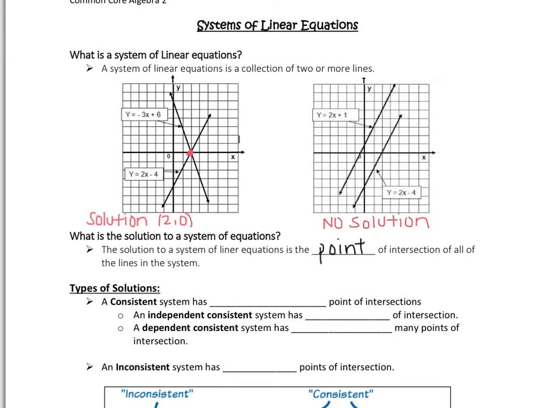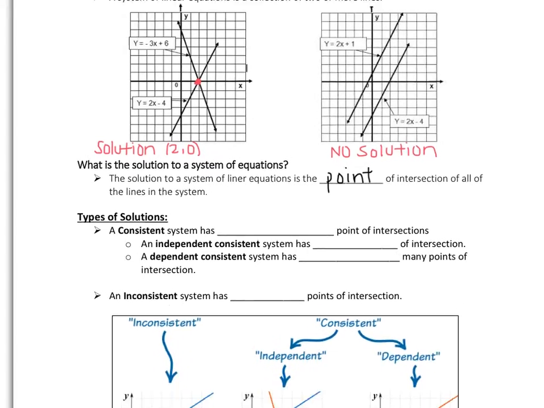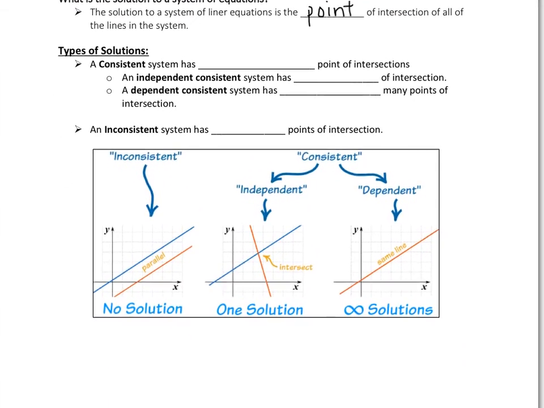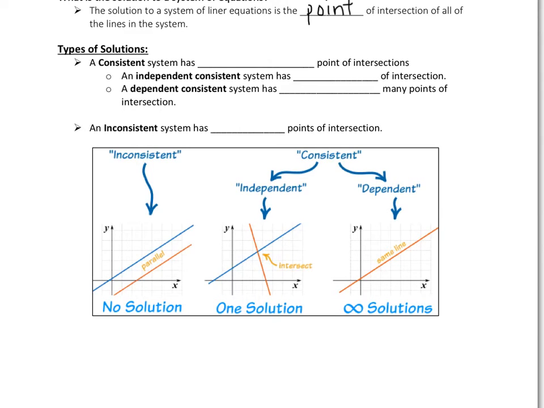Okay? Now, throughout the course of this lesson, we are going to solve these systems algebraically. But before we can do that, I need to talk about types of solutions. This is new vocabulary that you haven't seen before, so this might be a good thing to put on index cards after this lesson. So let's start with the word consistent. A consistent system has at least one point of intersection.